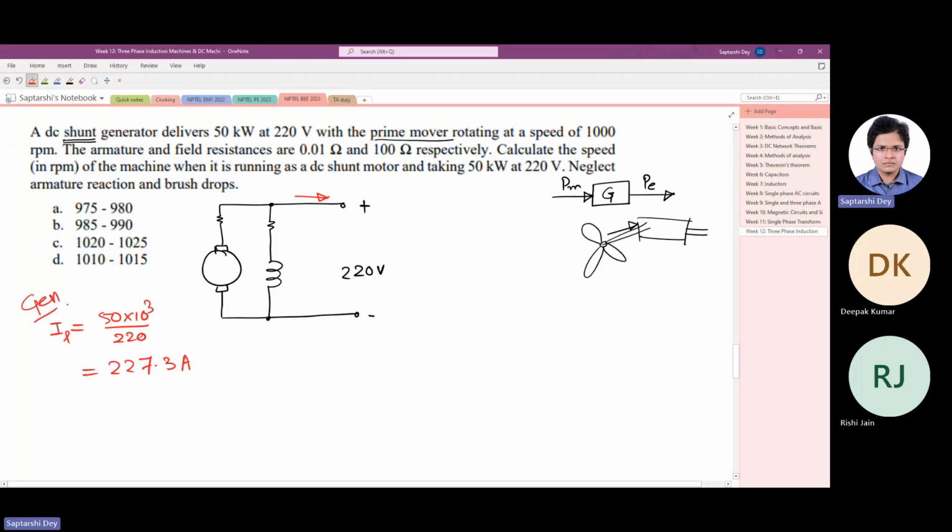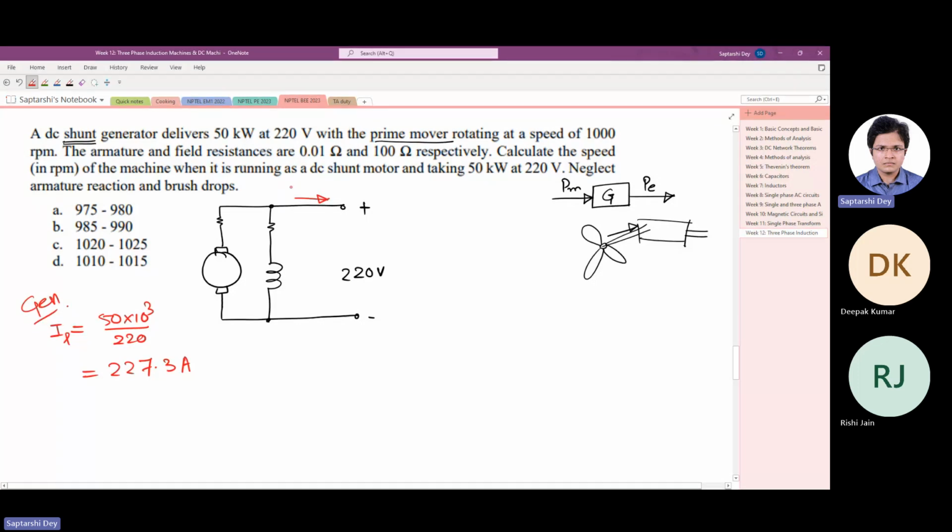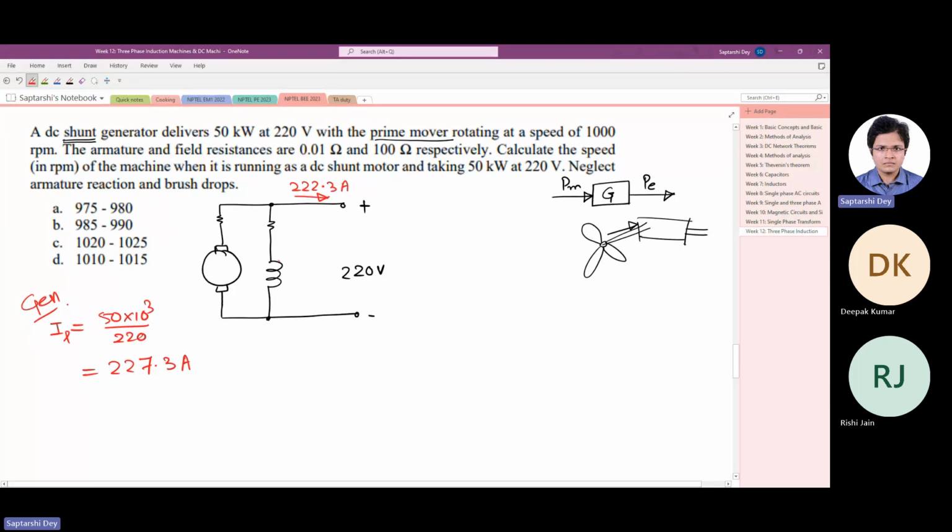So this much current. Now we see the whole generator as a block. So it is delivering 50 kilowatt to a 220 volt supply. Means this current is definitely 227.3 ampere. Okay. Now this is a field winding.